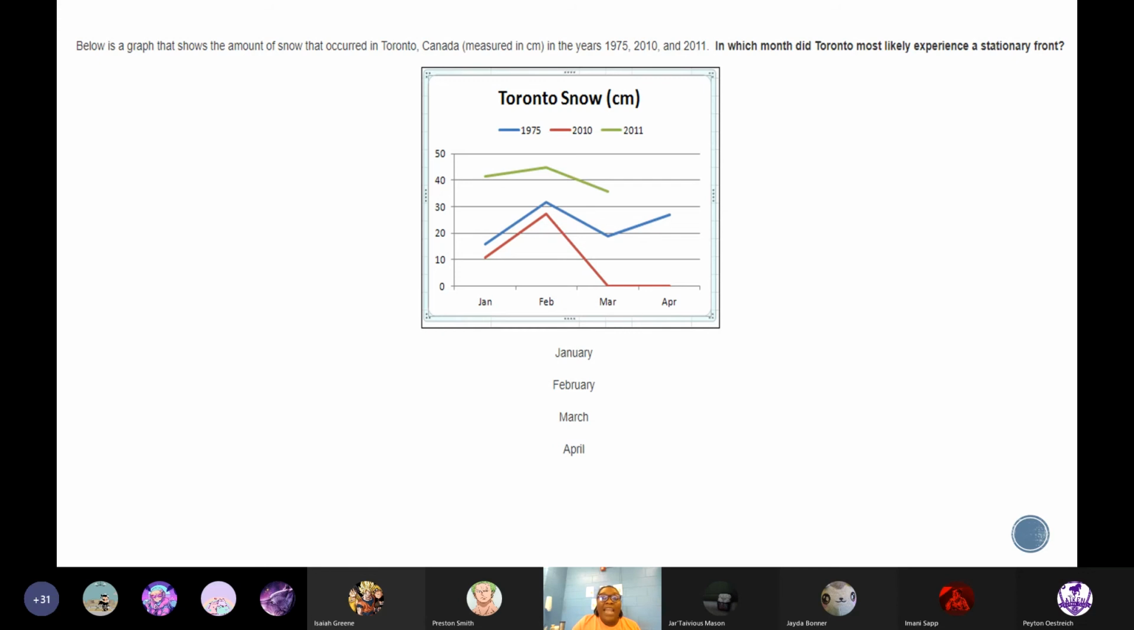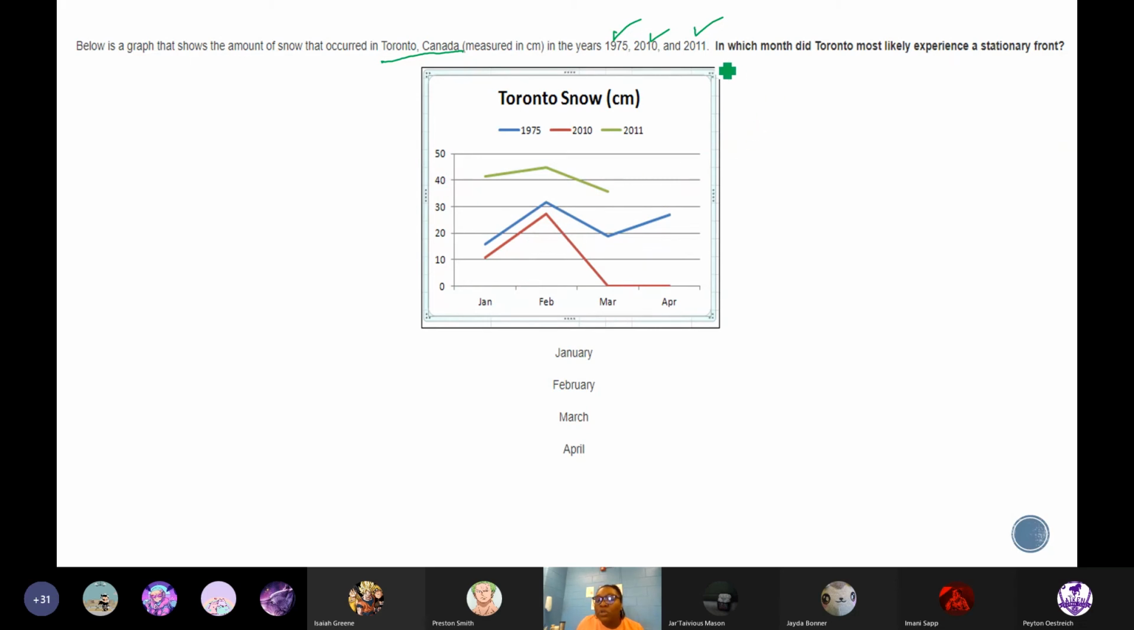Our next one that a lot of you missed, and not as many, only 63% of you missed it this time, was we were looking at this graph that shows the amount of snow that happened in Toronto, Canada. And they measured it for 3 different years. The green line shows us the amount of snow in centimeters in 2011. The blue line shows us the amount of snow in 1975. And the red line shows us the snow that happened in 2010.